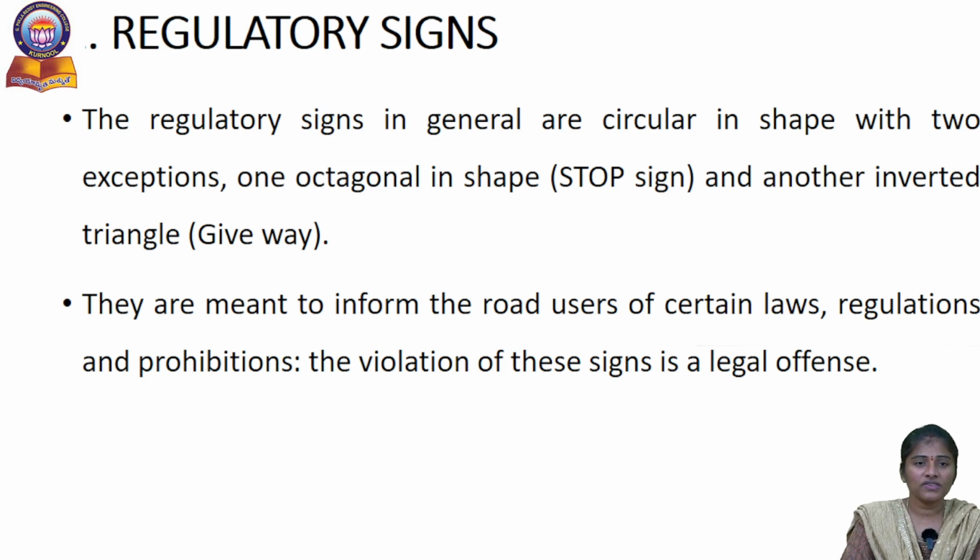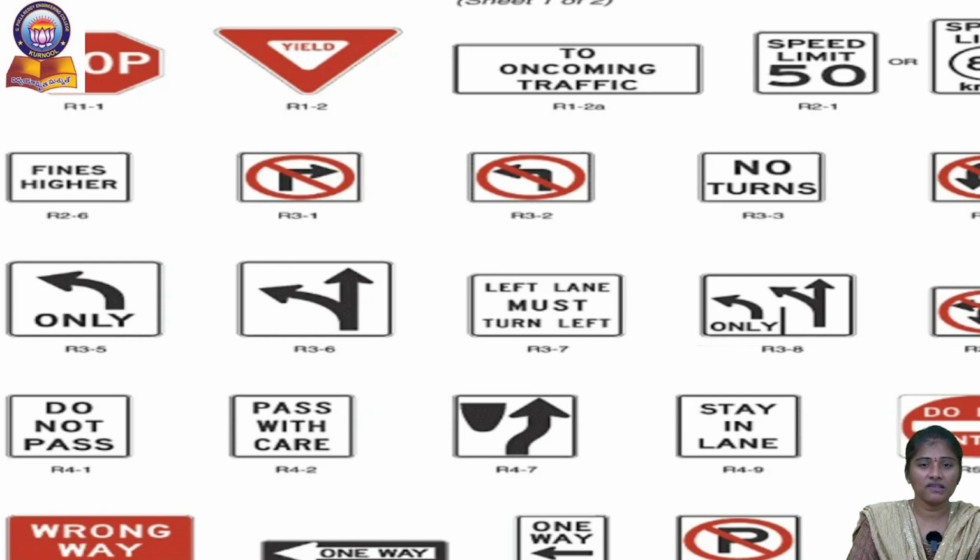So we see various types of signboards here. First we have regulatory signs. Regulatory signs in general are circular in shape with two exceptions. One is octagonal in shape, that is the stop sign, and another is the inverted triangle, which is the give way sign. They are meant to inform road users of certain laws, regulations and prohibitions. The violation of these signs is a legal offense. These are examples of some regulatory signs, as you can see in this picture.